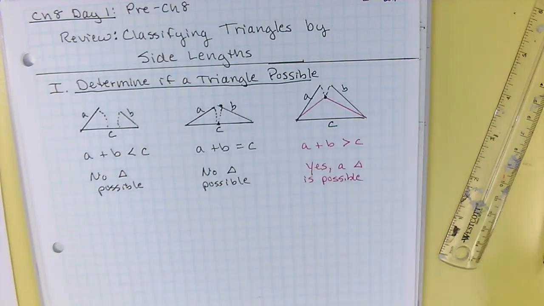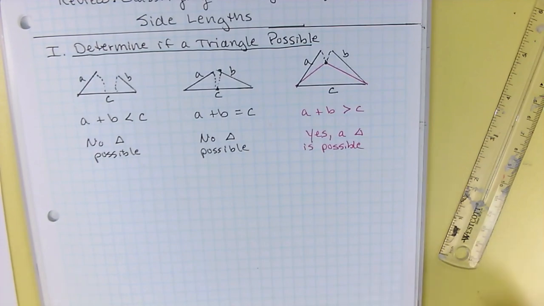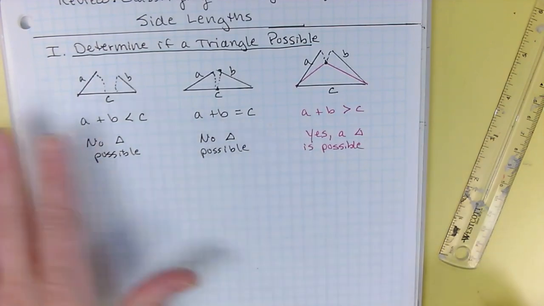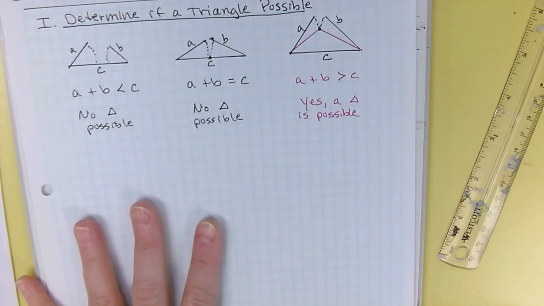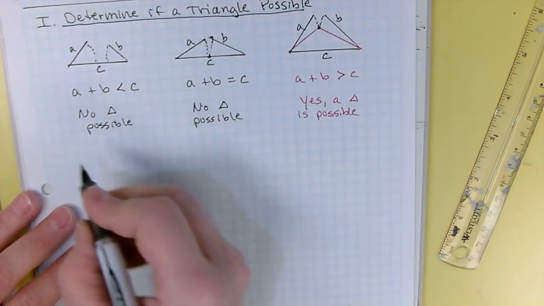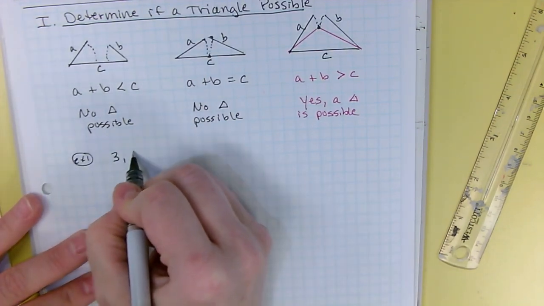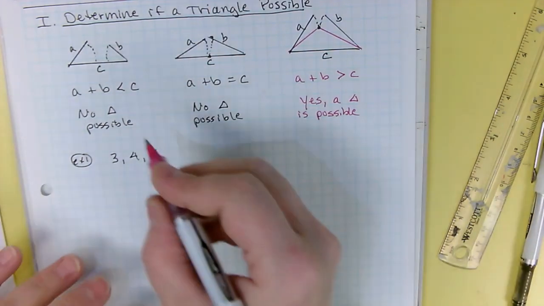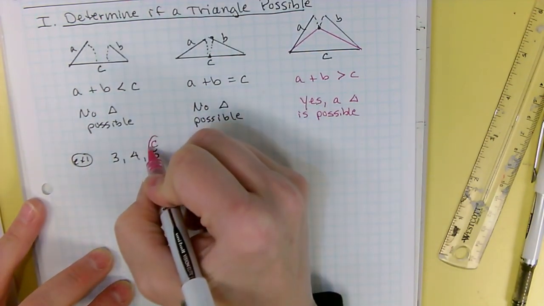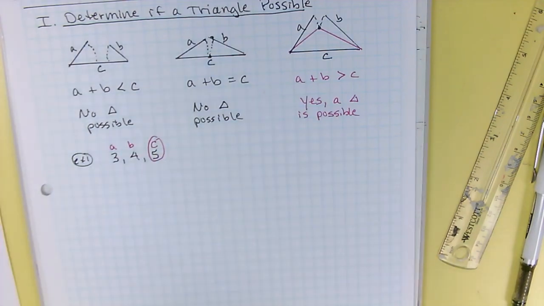Yeah. So how can you tell if it's an obtuse or an acute or just this? This, first you have to prove a triangle is possible and then you classify it. So we haven't gotten to the classifying part. Okay, so let's do an example. Example 1. Let's say you've got side lengths 3, 4, and 5. C is always the biggest. So your C is 5. And then A and B don't matter. You can do either one, A or B.